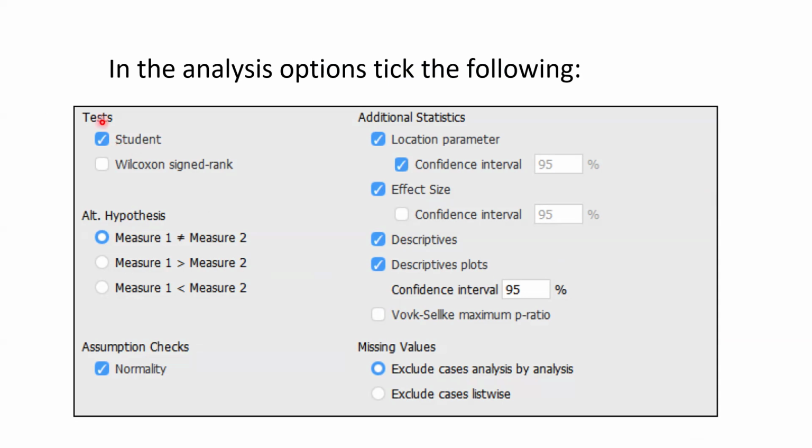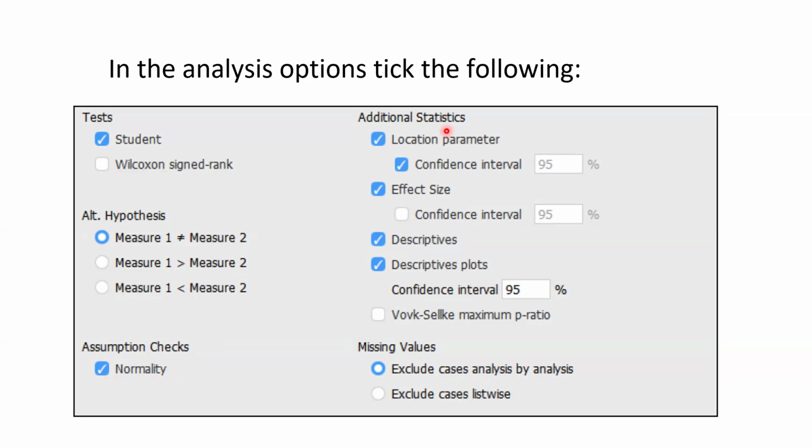Now, we need to tick student t-test under tests, our alternative hypothesis is that measure 1 is not equal to measure 2 because our alternative hypothesis is stated that there is a significant difference, okay, between the two. And our assumption checks, we need to check the normality, okay? And the normality of the difference of the scores, okay, should be met in order for us to use the paired t-test. Otherwise, you would have to use the non-parametric equivalent, which is the Wilcoxon signed rank test.